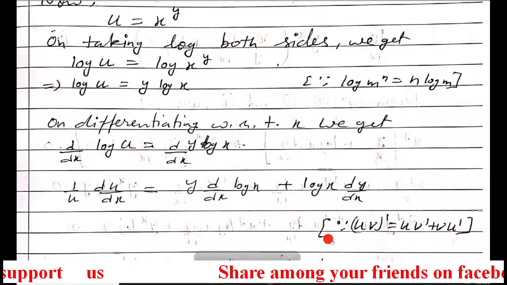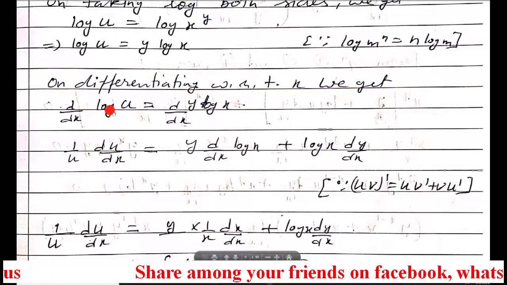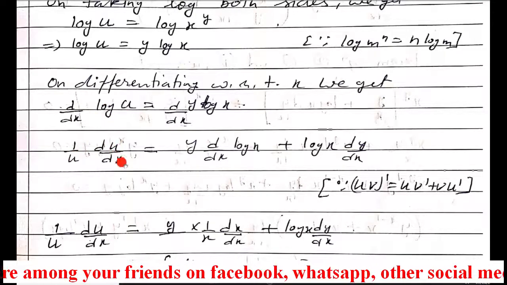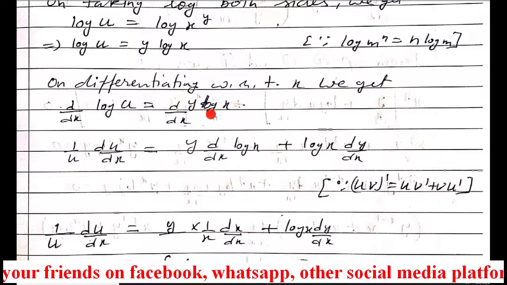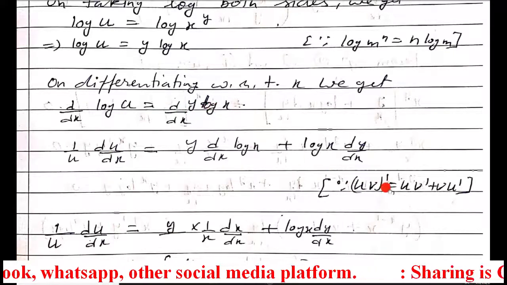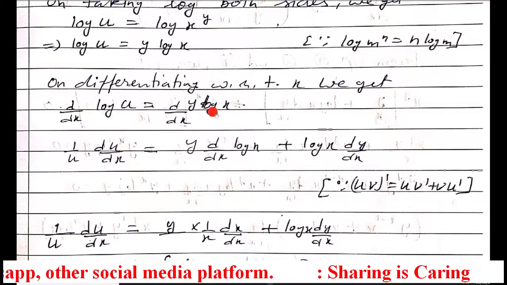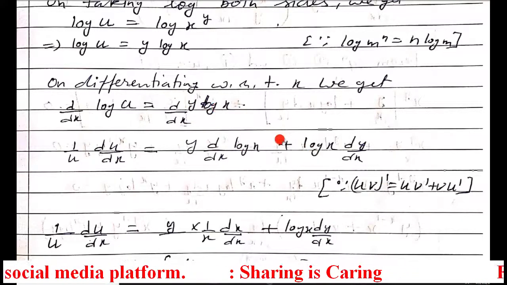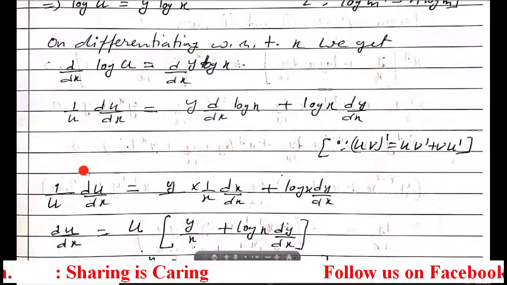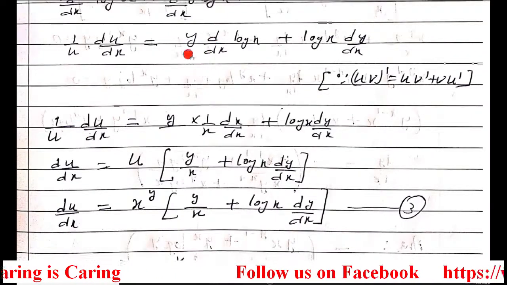Differentiation of log u. So what is the differentiation of log theta? That is 1 upon theta. So 1 upon u, then according to chain rule, we have to differentiate the u again. Now here there are two functions, y multiplied by log x, that is u dot v. So first y as it is, then differentiation of log x, then log x as it is, then differentiation of y.